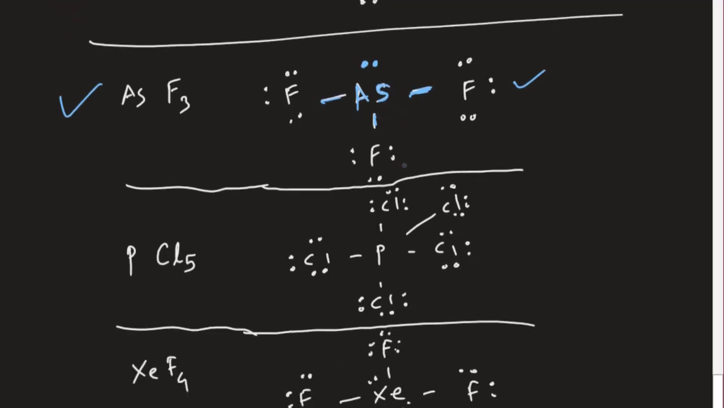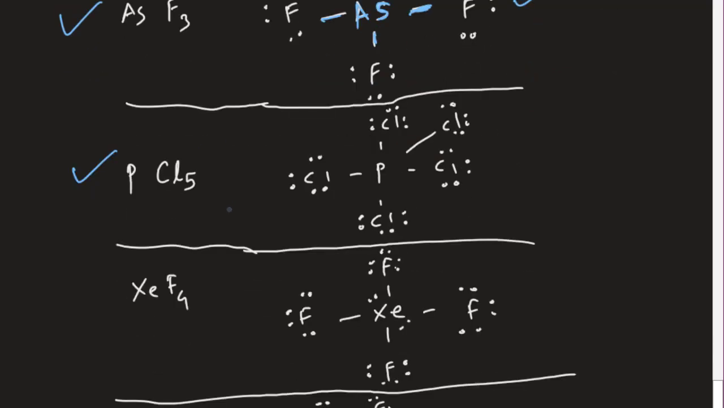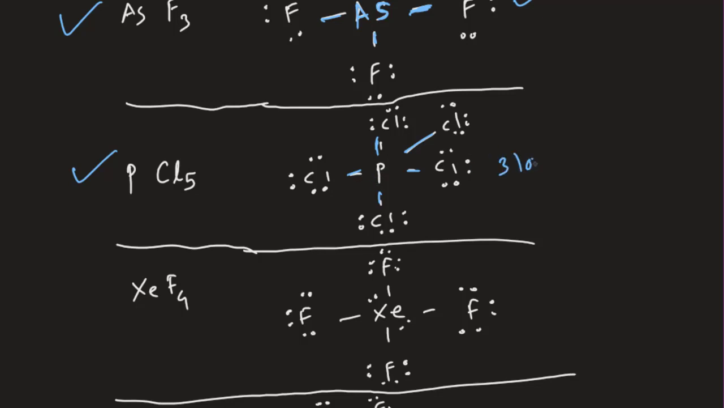Next one is PCl5, phosphorus and chlorine. There are 5 chlorine atoms here, and at the center there is phosphorus. So for phosphorus, there are 5 valence electrons, just like As, and all 5 electrons are used to make the bonds with chlorine. So on the phosphorus, there are no lone electrons at all. There are no lone pairs. And for the chlorine, we have got these 3 lone pairs and 1 bond with phosphorus.